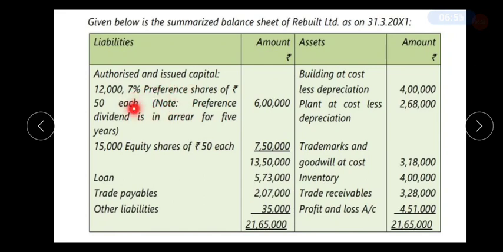So these old preference shares will be cancelled. The old preference shares of rupees 50 will be cancelled and they'll be given new preference shares, new preference shares of rupees 10 each. That is a face value.